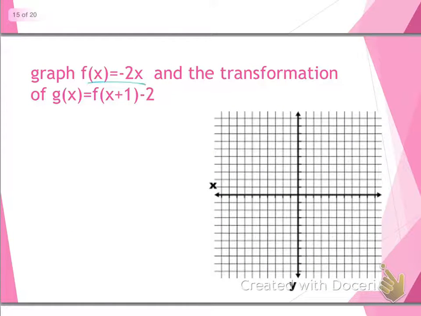Okay, we got f of x equals negative 2x, and we're going to translate it this amount. So let's go ahead and graph this parent function first. So we start at 0. We go down 2 to the right one, or up 2 to the left one. Go ahead and connect these.